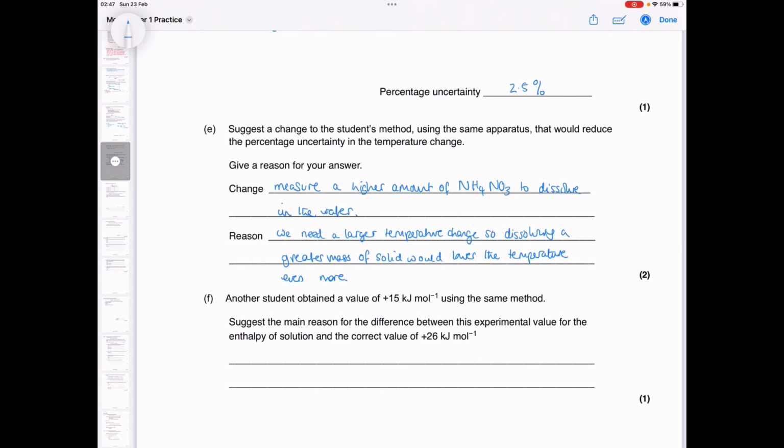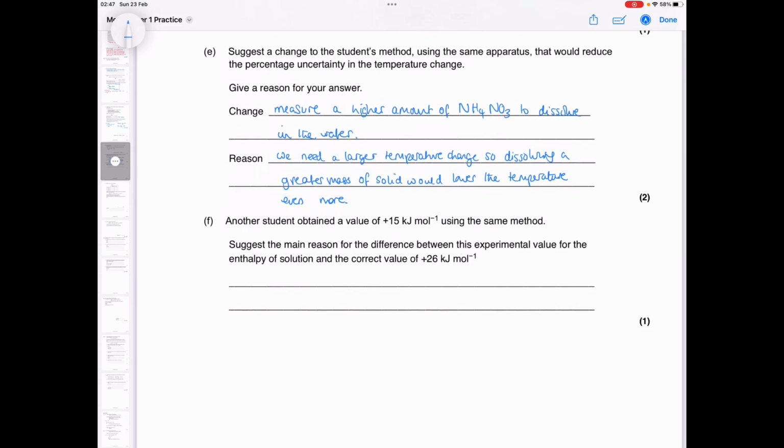Another student obtained a value of plus 15 kilojoules per mole using the same method. Suggest the main reasons for the difference between this experimental value and the correct value. Well, this is a reaction which is getting colder. So one of the possible solutions is that the heat gain from the surroundings has reduced the temperature change.